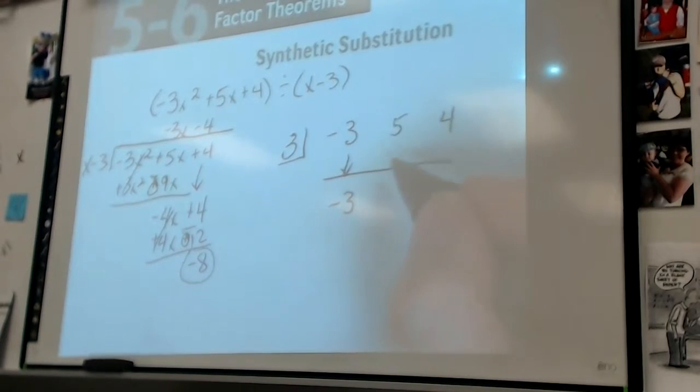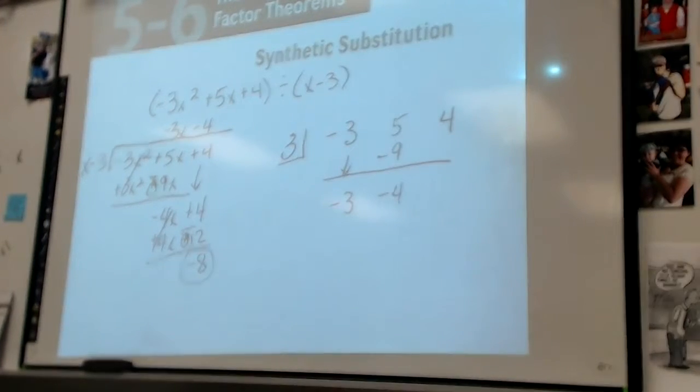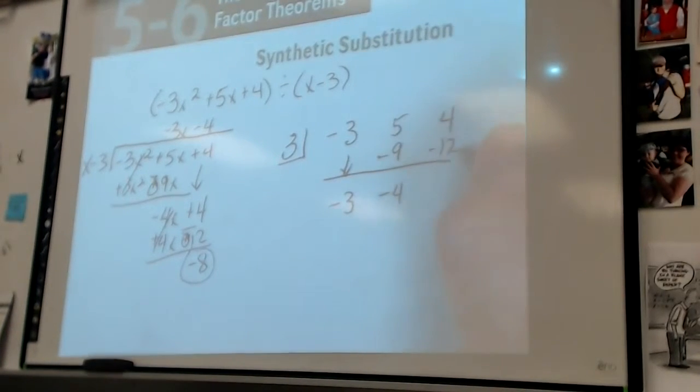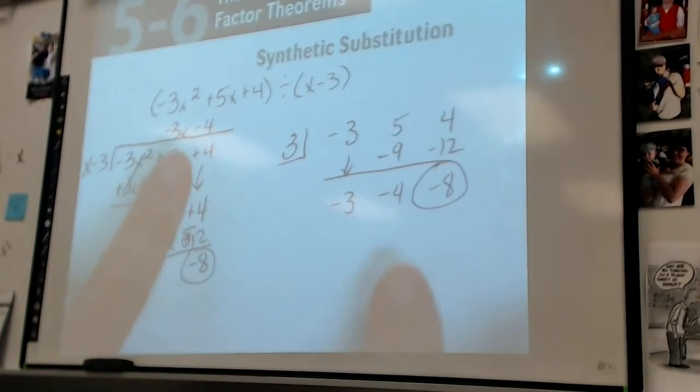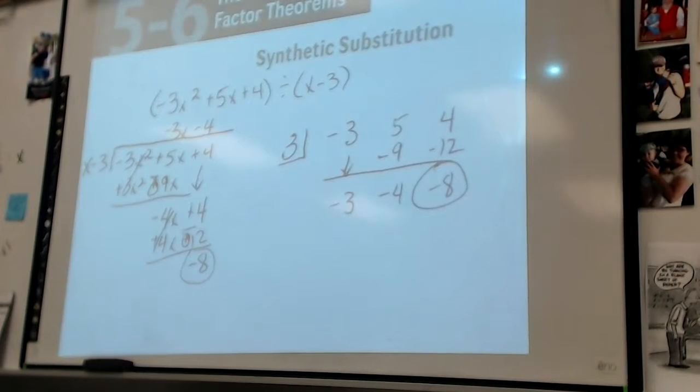Negative 3 times 3 is negative 9. Combine, get negative 4. Negative 4 times 3 is negative 12. Combine, you get negative 8. So you can see how those relate. Again, my remainder is negative 8.